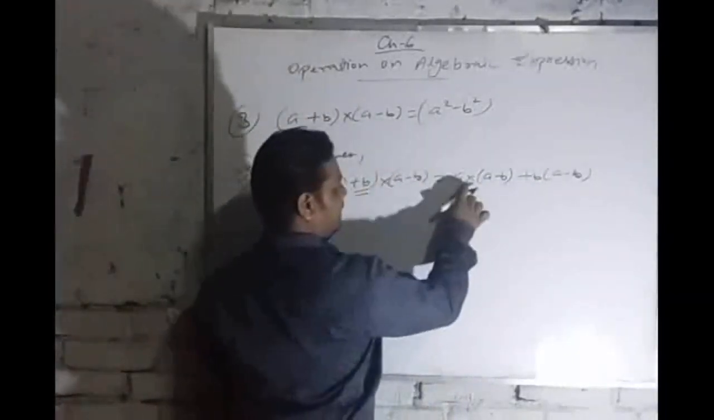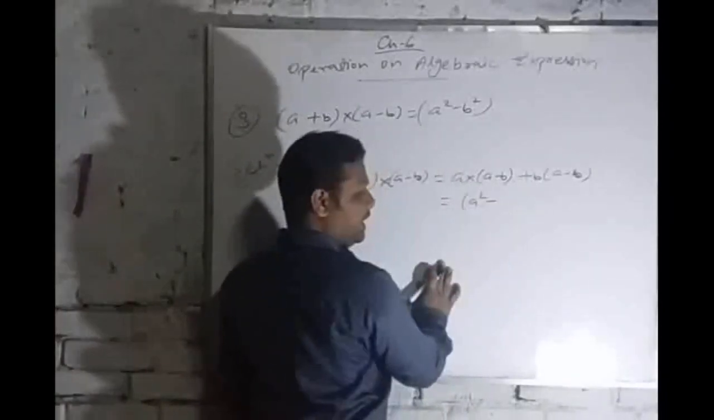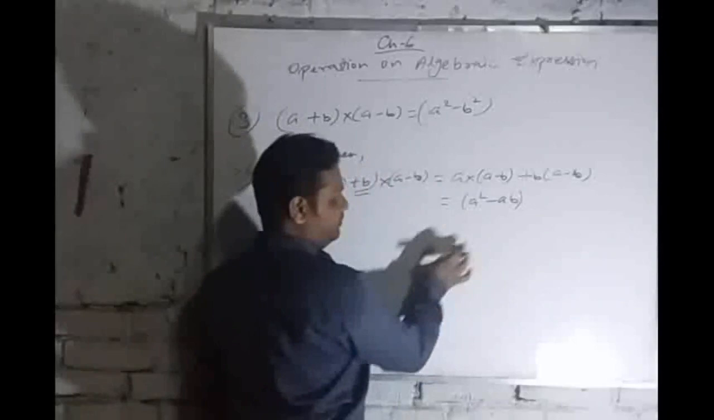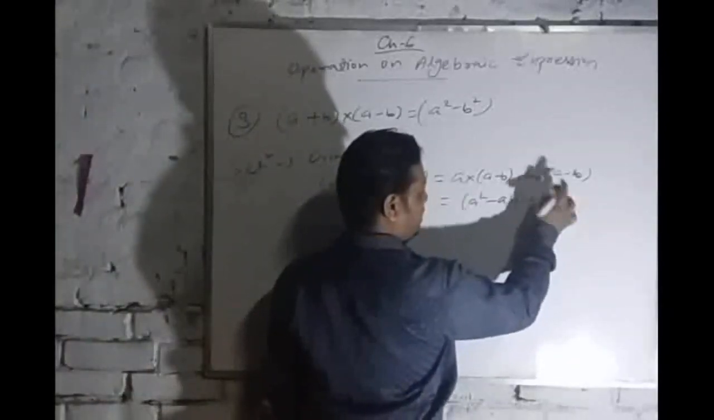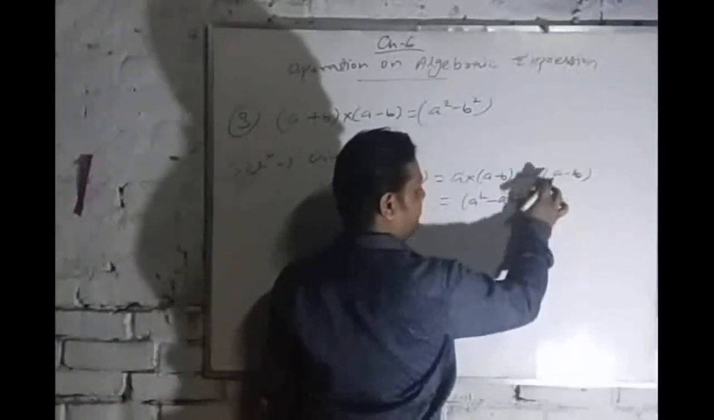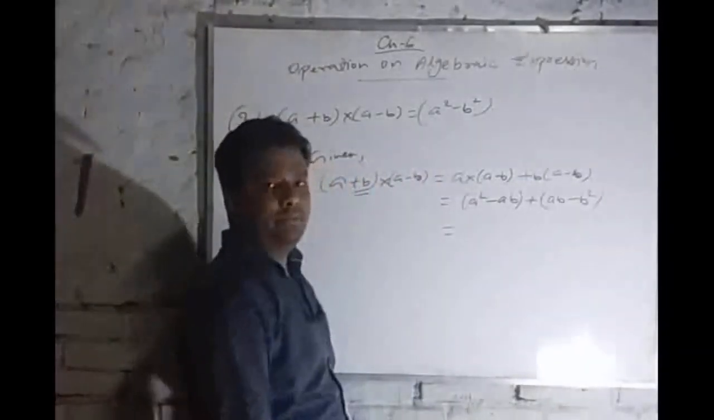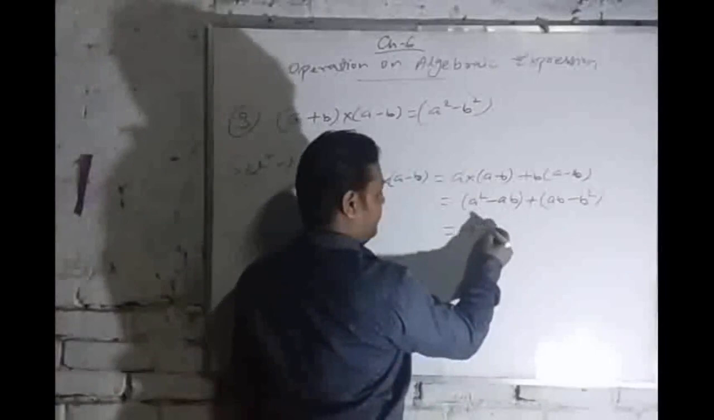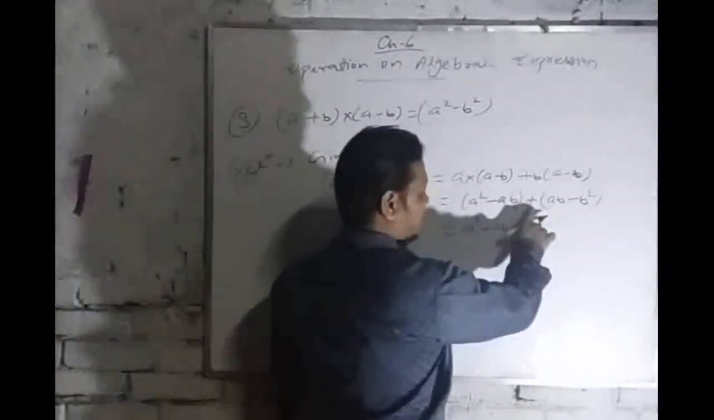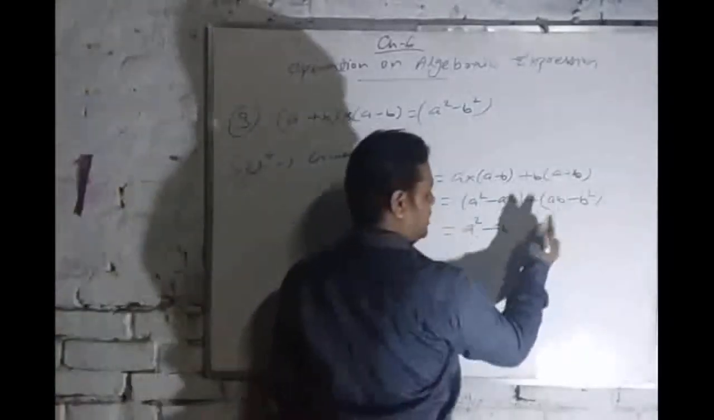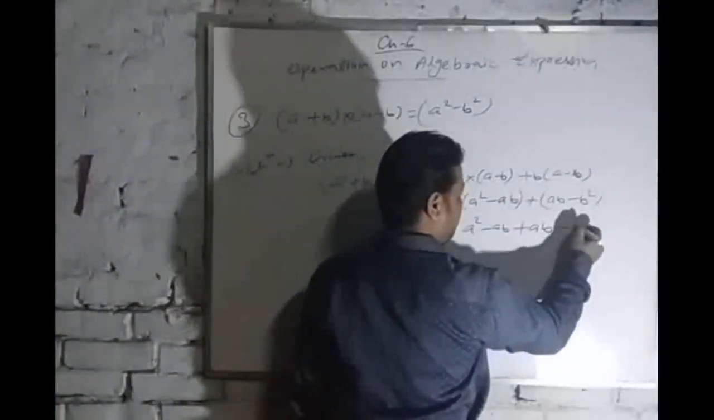Now multiply. a into a, a square. In bracket we will write a into b, ab. Again keep in bracket. Plus is outside. ba means ab. b into minus b, minus b square. Okay. Now remove the bracket. a square minus ab. Outside there is a plus sign, that is, we will not change the sign. So plus ab and minus b square.